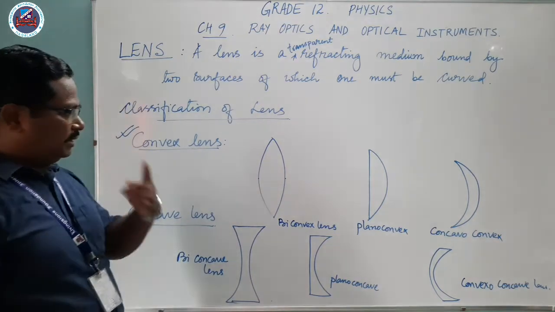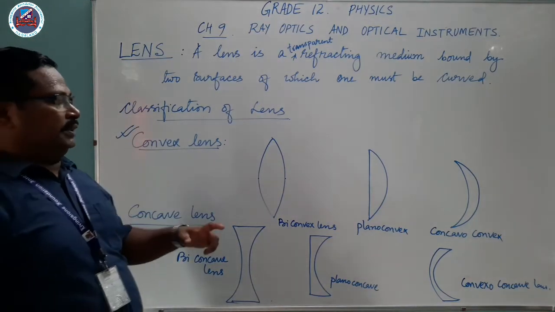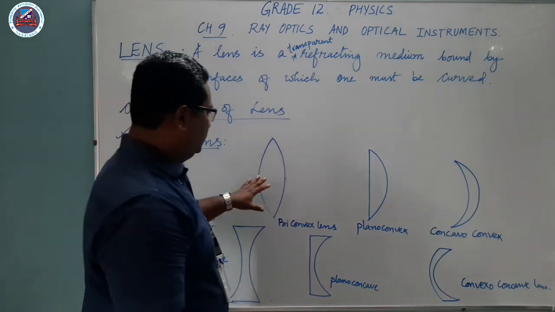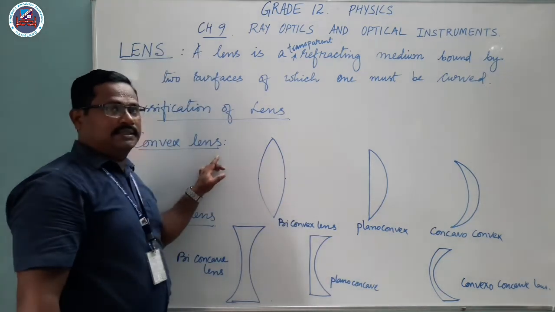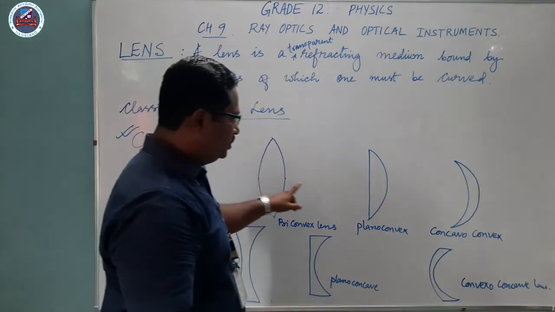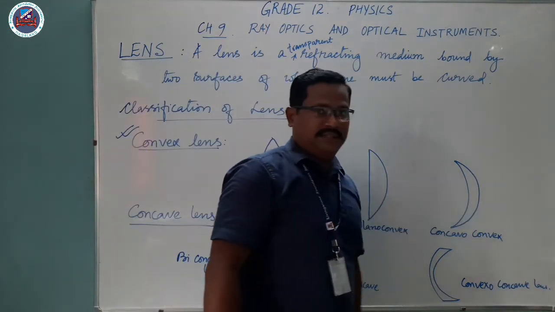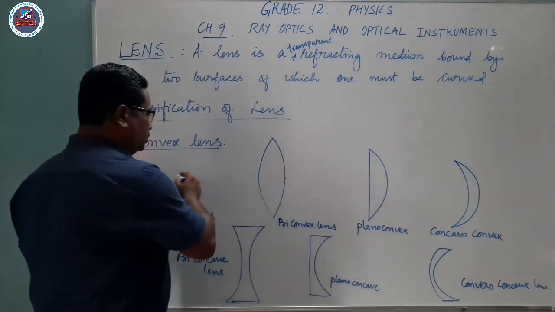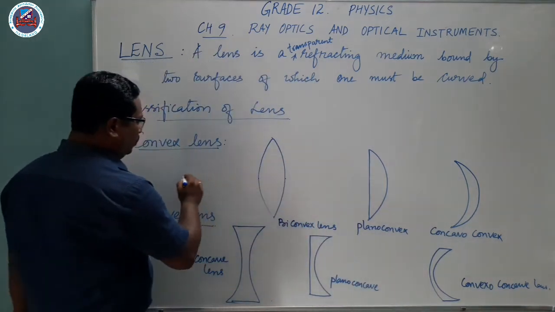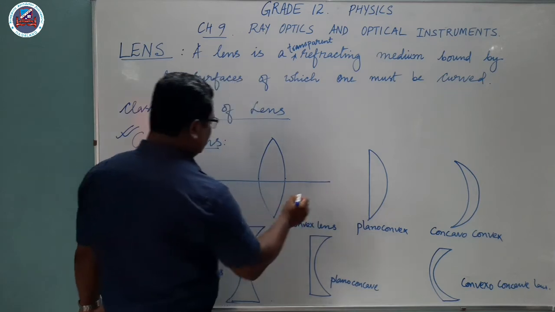But one thing you have to keep in mind, their action. Convex lenses are called converging lenses as well. So all the three have got converging action. To know this, let me show you by taking one point object. We'll discuss the terms.